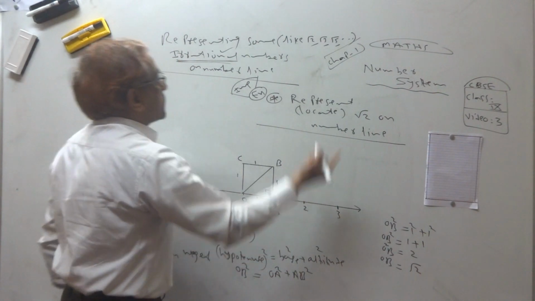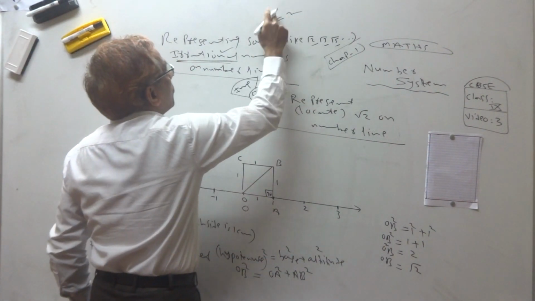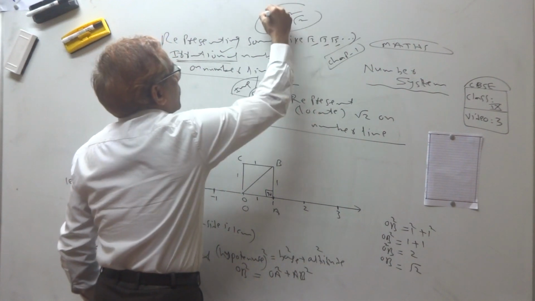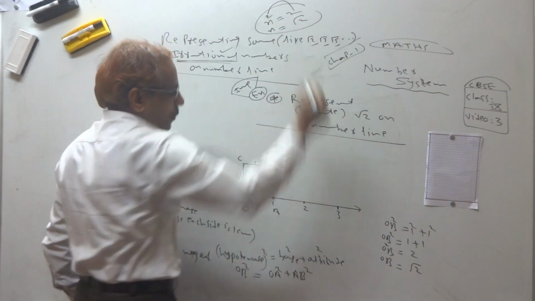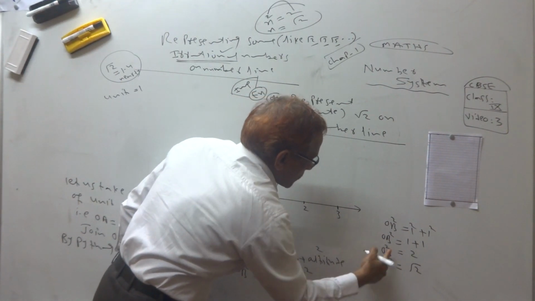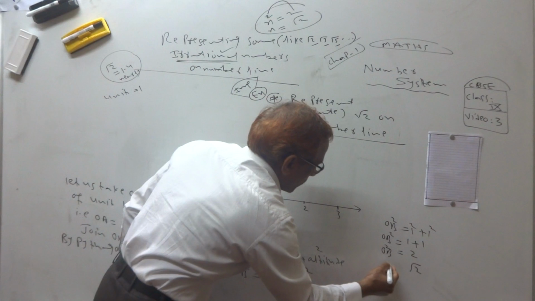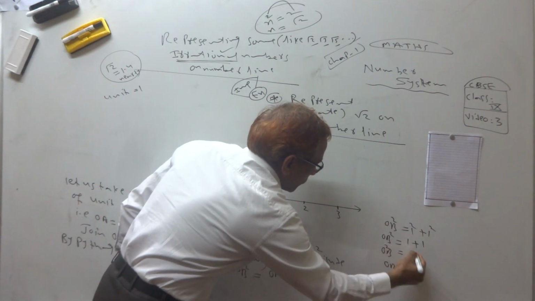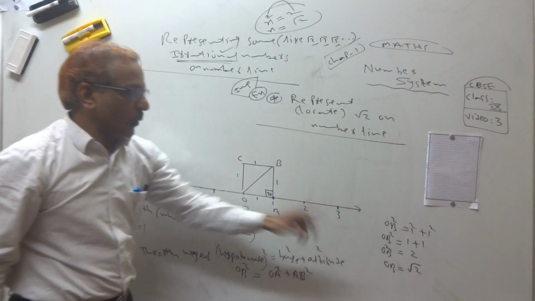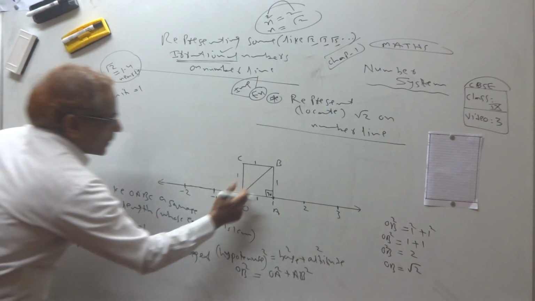When you shift the square, x square is 2, so x is root 2. When you shift the square here, it becomes root 2. OB square is 2, so OB is the square root of 2. So OB is root 2.